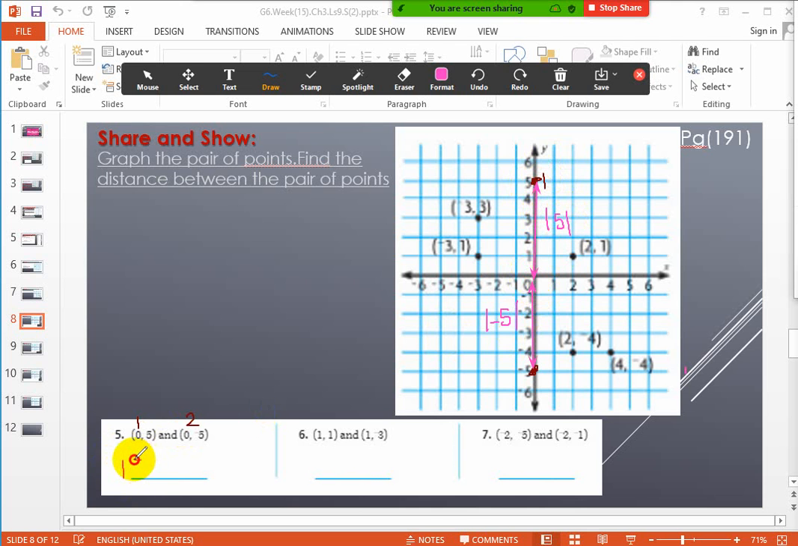So it will be the absolute value of 5 plus the absolute value of -5, it will be what? 10 units. Very good, Farah. Thank you so much.